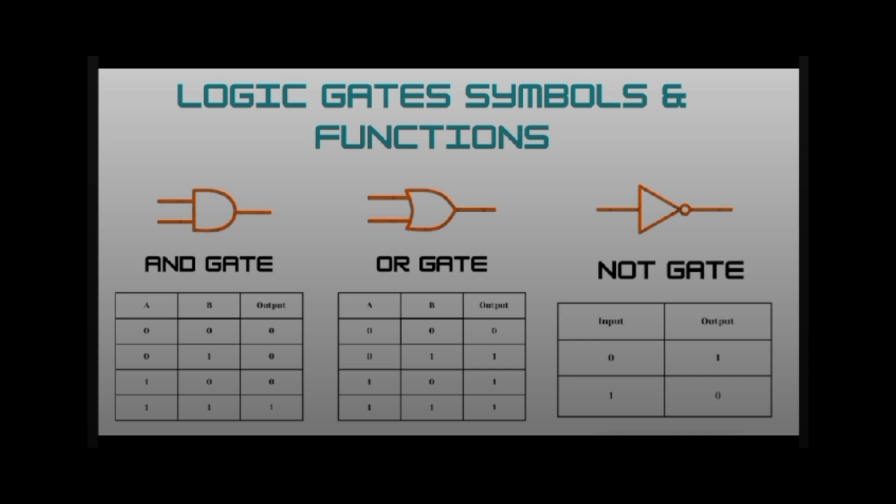These gates are combined in complex circuits to create everything from basic arithmetic operations to decision-making processes in computer processors.